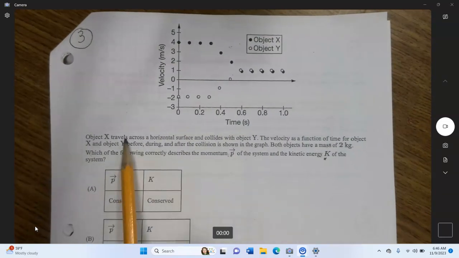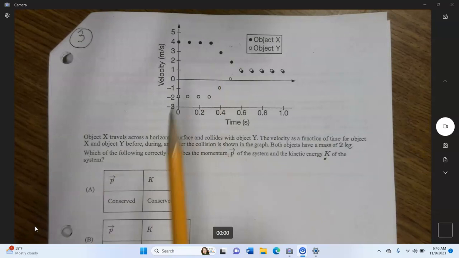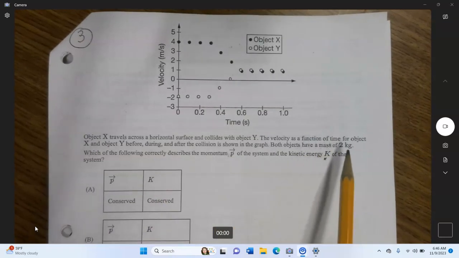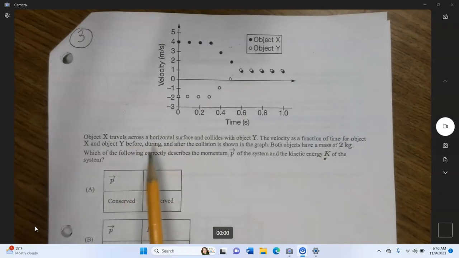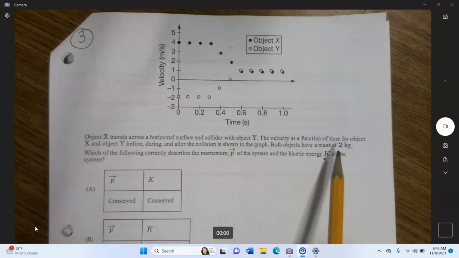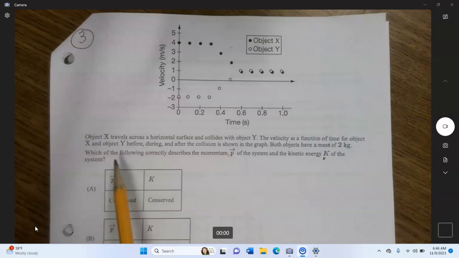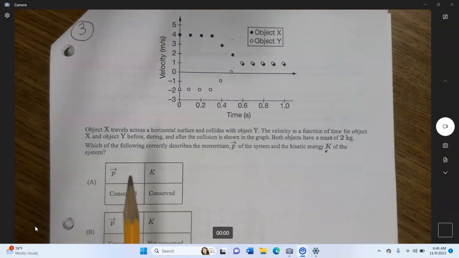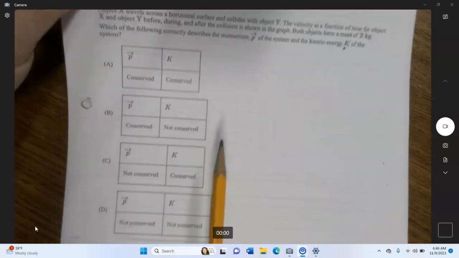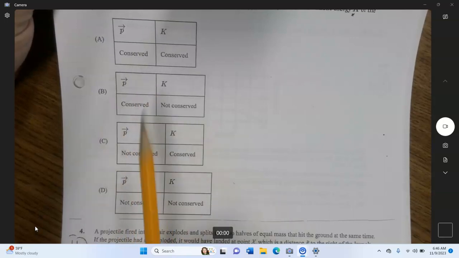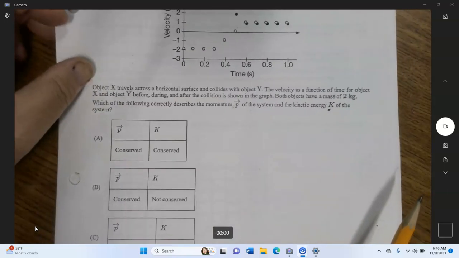Okay, it says object X, which is the dark dots, is traveling on a horizontal surface and collides with object Y. The velocity as a function of time for the objects X and Y, during and after the collision, is shown on the graph. Both objects have a mass of 2 kilograms. It's nice, they actually give you a number. Which of the following correctly describes the momentum P of the system and the kinetic energy? And now it's simply asking you for this, all right? So a choice. You don't have to actually give a number.